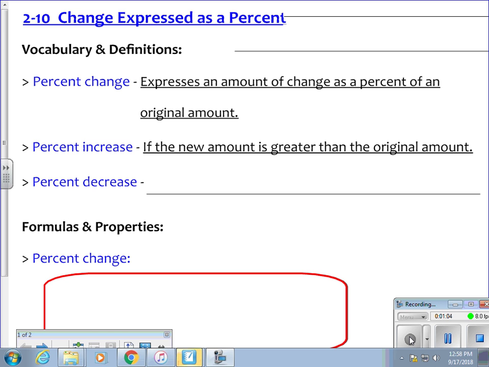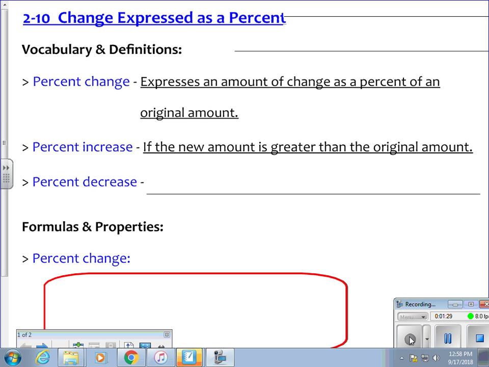A percent increase is if the new amount is greater than the old amount. In other words, it went up. Okay, I got a 5% increase in my pay. I got a 5% raise. That's neat. Oh, I'd love a 5% increase in my pay. Yeah. Doesn't happen very often.